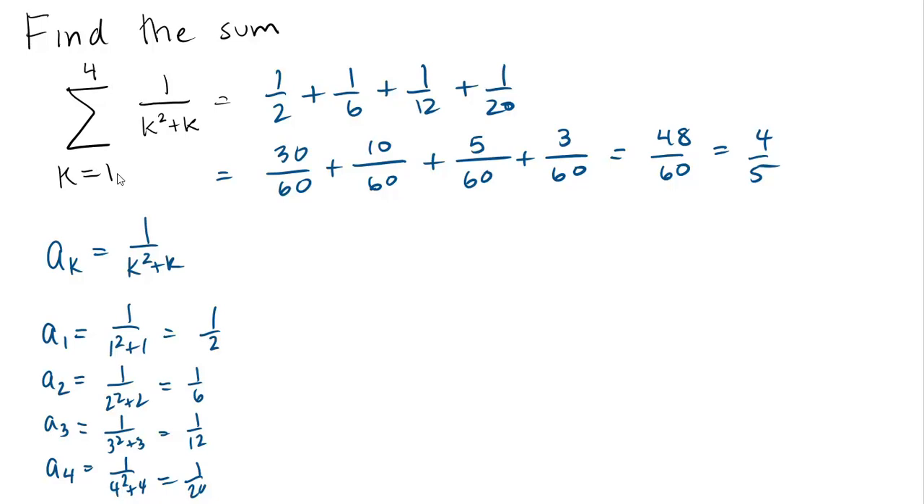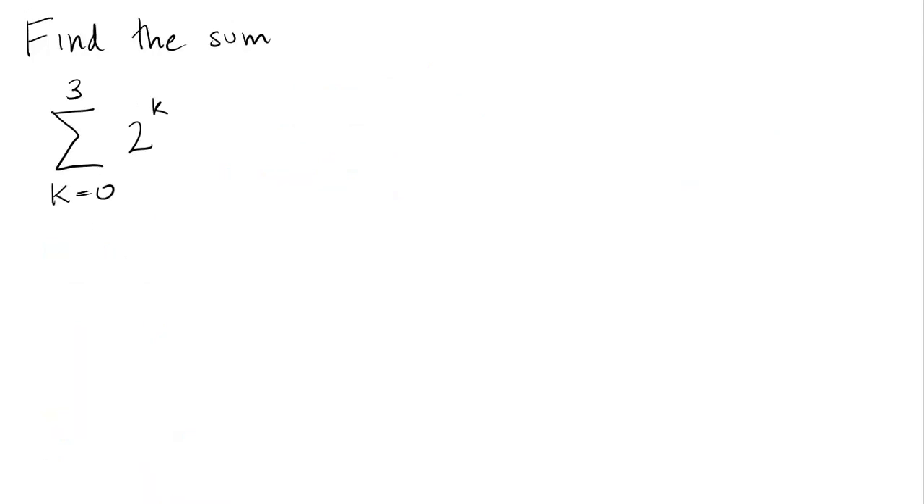So when the bottom number is a 1, you're just finding the sum of the first few terms of the sequence. How many terms? Whatever number is on top. The sequence is generated by the formula written to the right of the uppercase sigma notation. The sigma is what tells us to add. Let's do an example where the bottom number isn't 1.